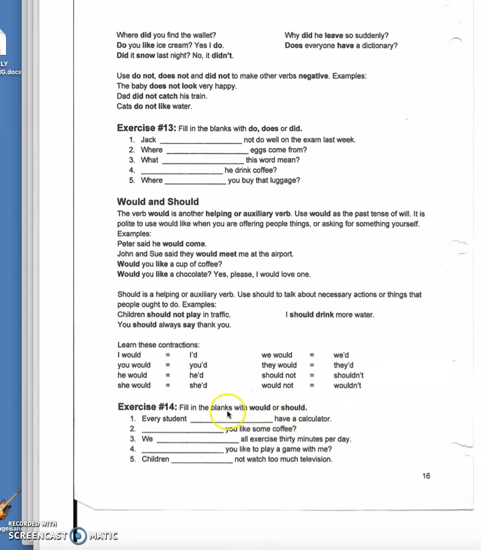So let's look at exercise 14. We have 5 questions. Fill in the blanks with would or should. So take a couple minutes and see if you can do this on your own and answer these 5 questions. So you can pause it now, and then after you hit play, I will provide the answers to those 5 questions in exercise 14.